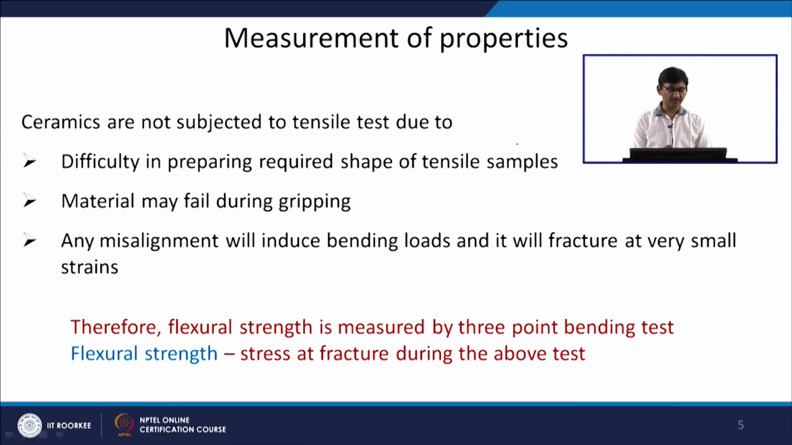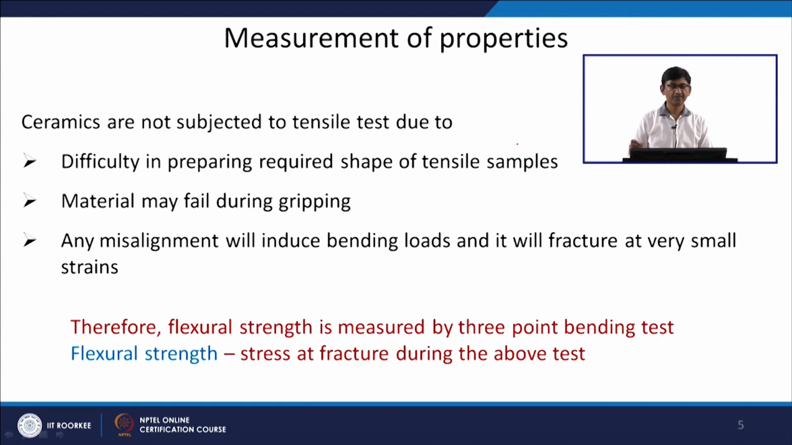The other very important reason is that for doing the tensile test, we have seen that you have to grip the material and then extend it. Since these are very brittle materials, while gripping, the stresses imposed on the ceramic will be enough to break the material into pieces. Also, during the test, if any misalignment is there, it will impose some bending loads on the sample, and it will fracture at very small strains, usually 0.1 strain or so. That is why tensile tests are not the preferred way to find out the properties of ceramics.